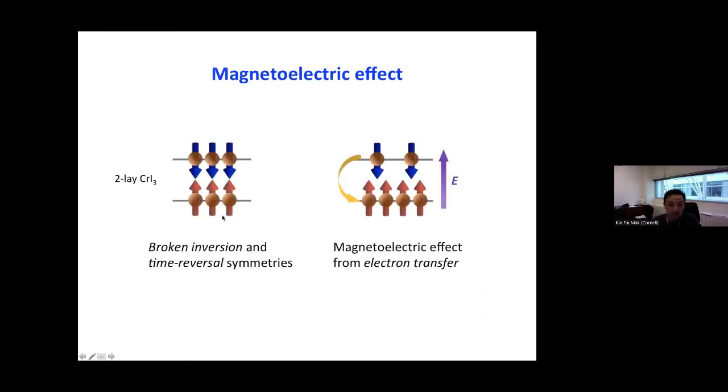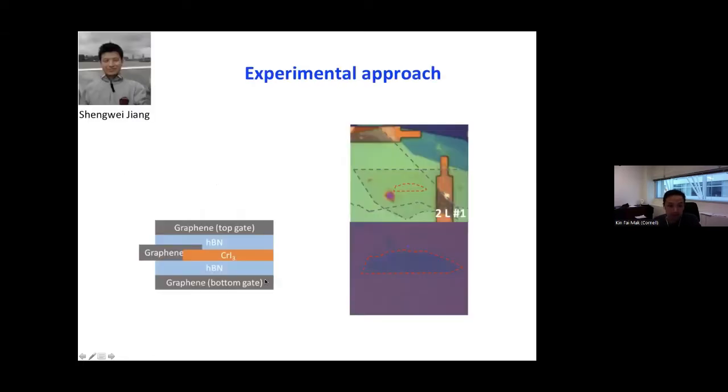So first of all, the bilayer chromium iodide in the monoclinic phase is antiferromagnetic. So it breaks time reversal symmetry. And also, if you take into account the spin, it also breaks the spatial inversion symmetry because spatial inversion does not flip the spin. Since both of these symmetries are broken, you naturally expect a linear magnetoelectric effect in the material. Simply speaking, naively speaking, if you apply a vertical electric field, you can transfer some of the spins from one layer to the other. And then because of the stronger intralayer exchange interaction, you will just flip the spin. So this is a kind of magnetoelectric effect from electron transfer, and you expect it to be fairly efficient.